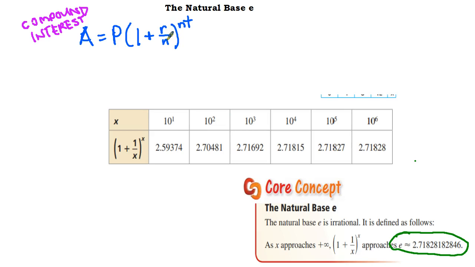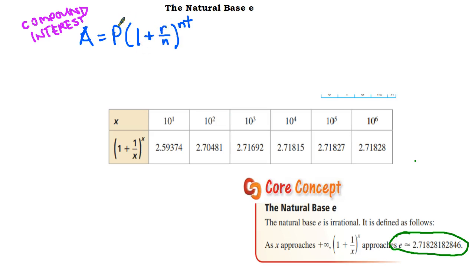And down here, this n, if we have annual compounded interest, that n is 1. And if we have quarterly compounded interest, that n is 4. And if we have monthly compounded interest, that n would be 12. And this n is the same as that n. So anyways, this is kind of how the formula works.